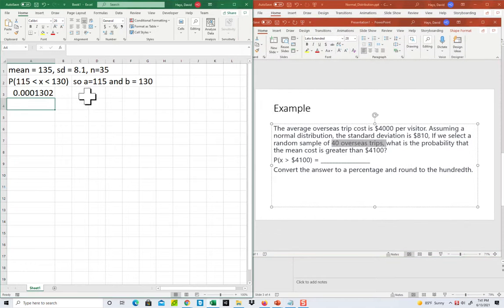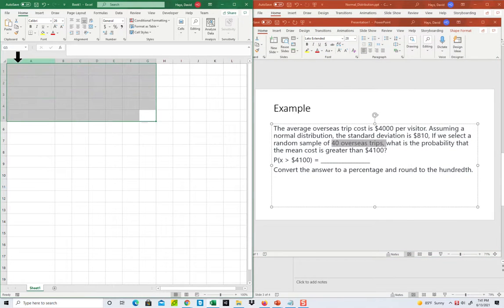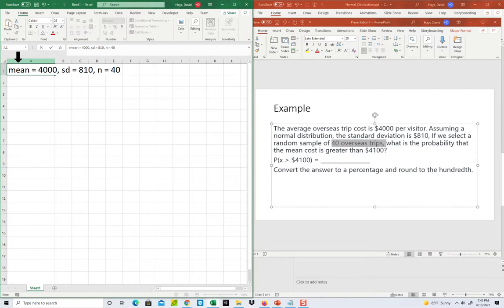Okay, so let's write down everything we're given. The mean is 4,000. Standard deviation is 810, and n is 40, because we're talking about 40 trips. And we're looking at probability that x is greater than 4,100.